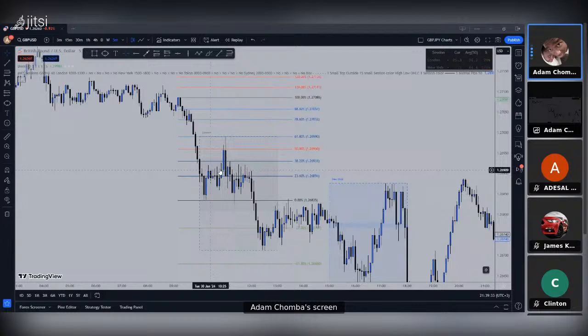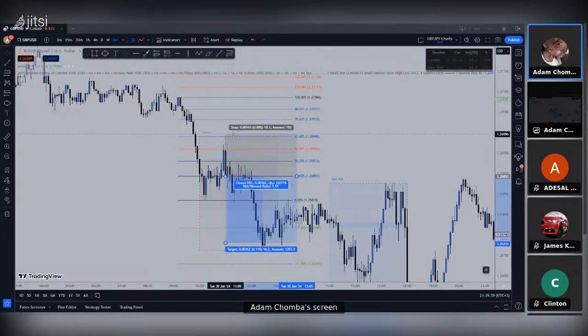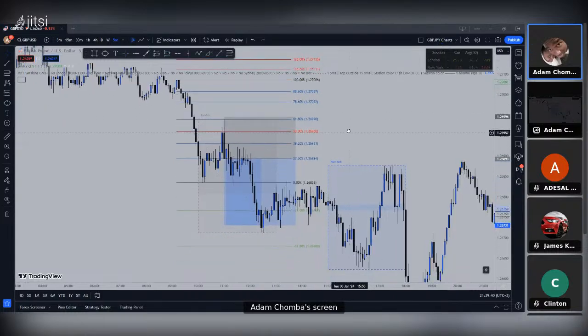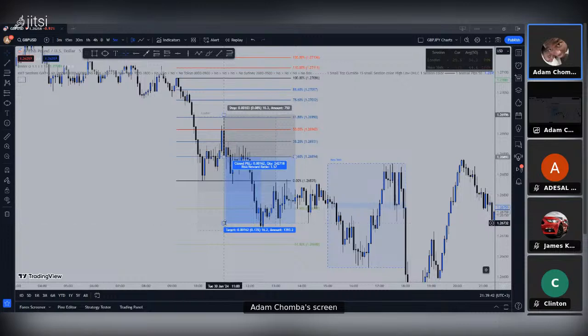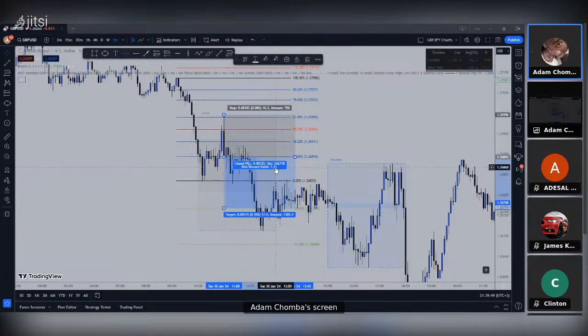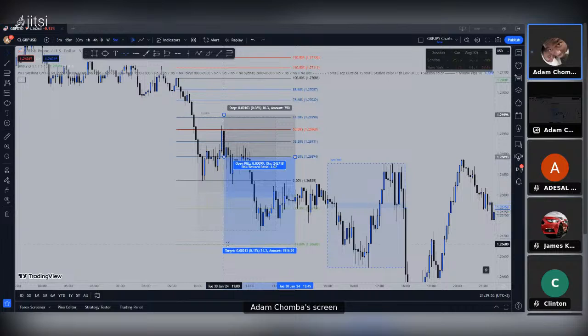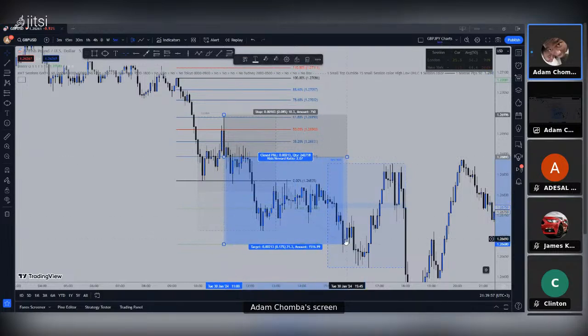Taking it off that fib level, it was a big candle. It was a very big candle. So the risk to reward was 1.2. And because it touched the 61 level, you could have held to the second take profit for a 2-hour trade. It only actualized in the New York session.